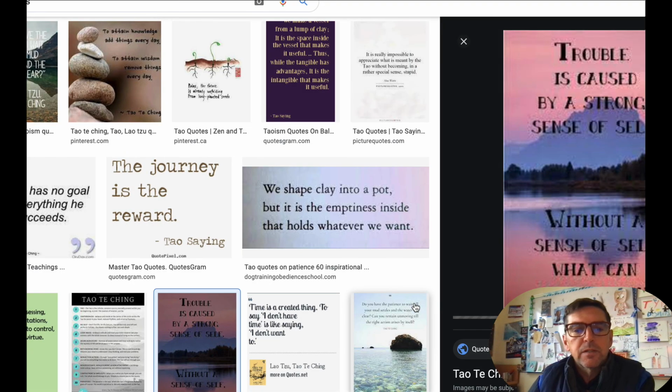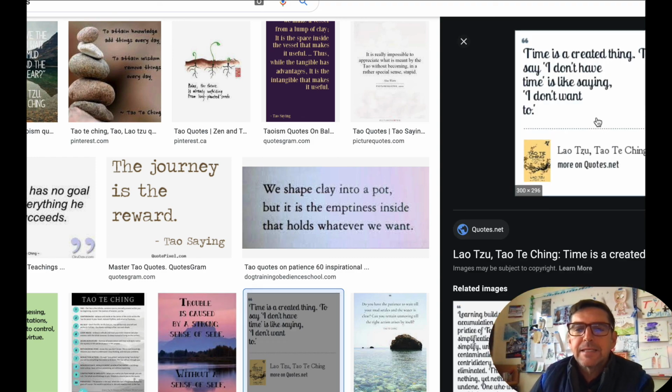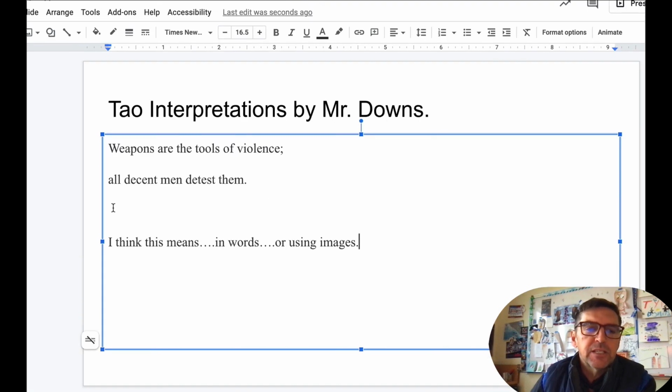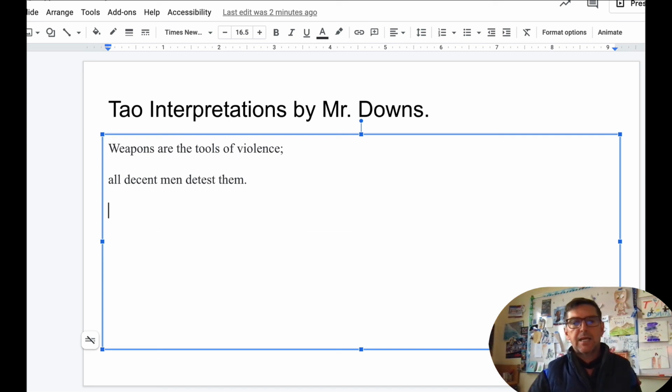So notice, trouble is caused by a strong sense of self. Without a sense of self, what can trouble you? And look, they put a beautiful image there. So maybe that implies something. So you can make 3 little posters like this, or you can make it on one slide if you want, and just say what you think it means. So there you go. Thursday, Friday, Epic.